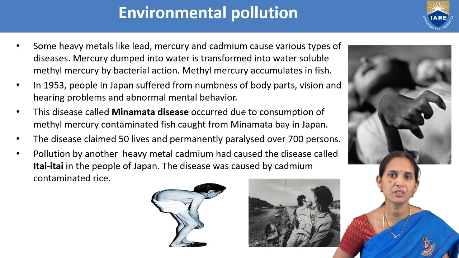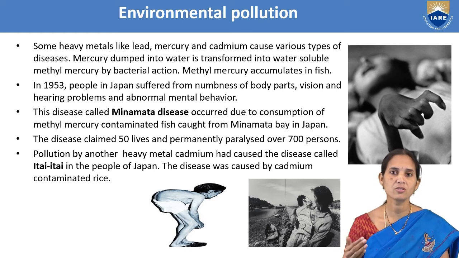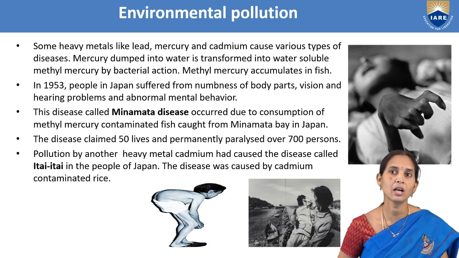In 1953, people in Japan suffered from numbness of body parts, vision and hearing problems, and abnormal mental behavior. This disease is called Minamata disease. The people suffered from numbness of body parts, vision loss and hearing problems because they had eaten fish, and that fish contained methyl mercury.